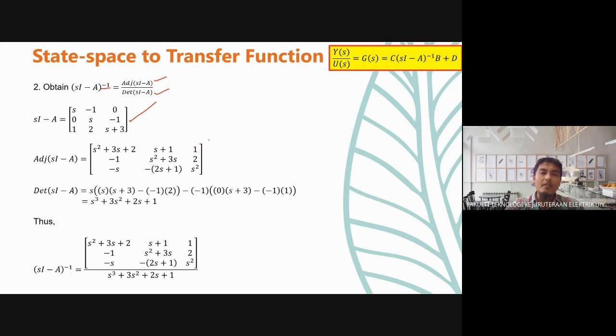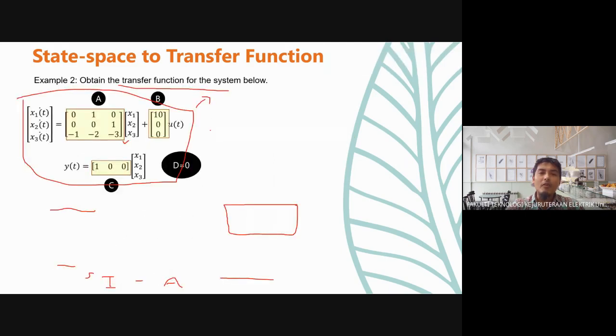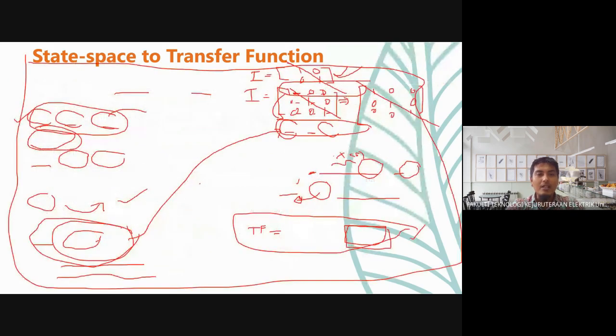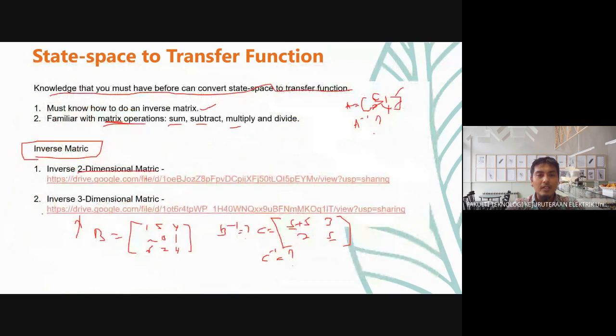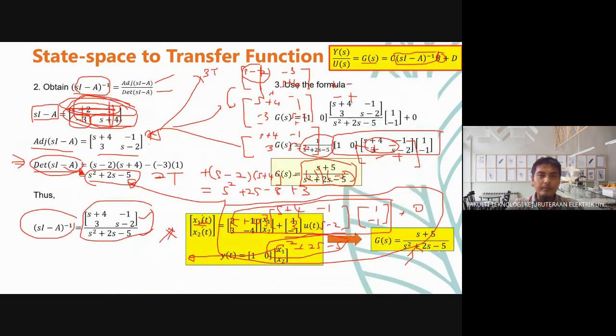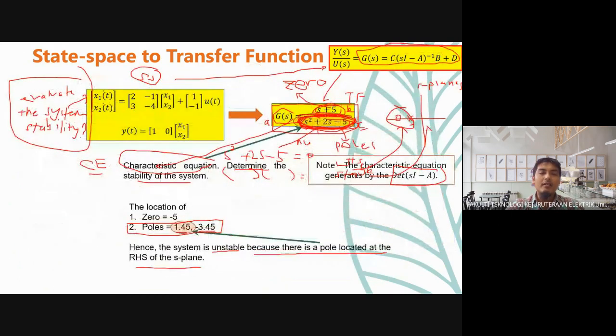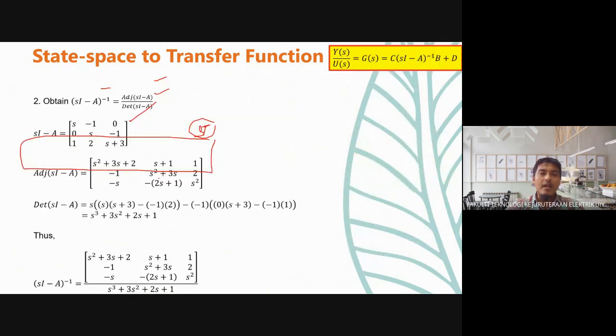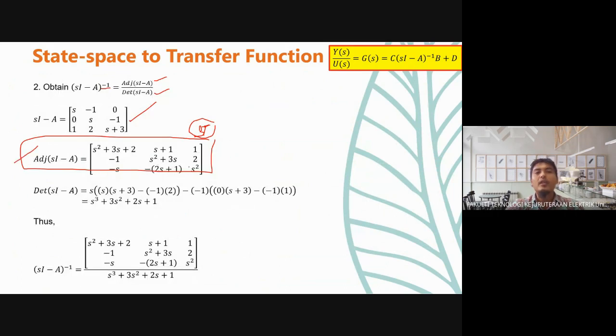And this is your adjoint of sI minus A. You can try to do it by yourself using the 3T technique, following the procedure example that I show in the link here. I believe you can get this answer for the adjoint of sI minus A. And then after that, you need to calculate the determinant of sI minus A by using the 2T technique.